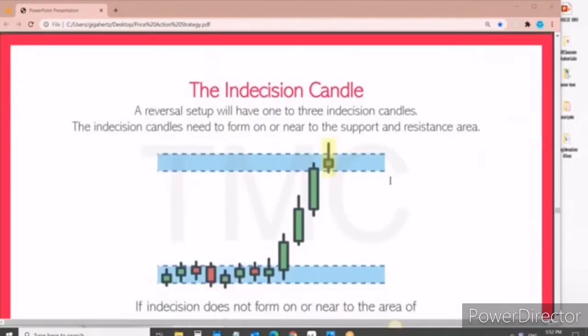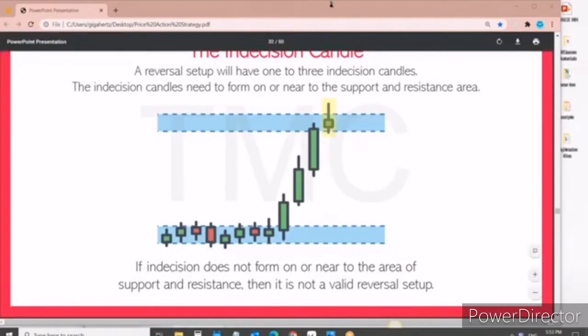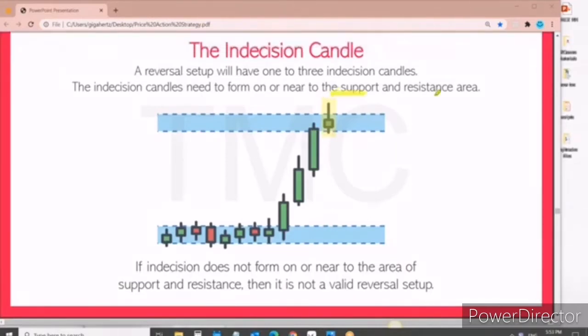The indecision candle. So after preceding, papasok na tayo sa indecision. Again, tatlo po siya ha. Pupunta tayo dun sa tinatawag natin na preceding. And then next is indecision candle. So a reversal setup will have 1 to 3 indecision candles. So the indecision candles need to form on or near the support and resistance. Okay, tandaan nyo. So kailangan niya mag-form doon sa support and resistance. Ayan. Near doon sa support and resistance.